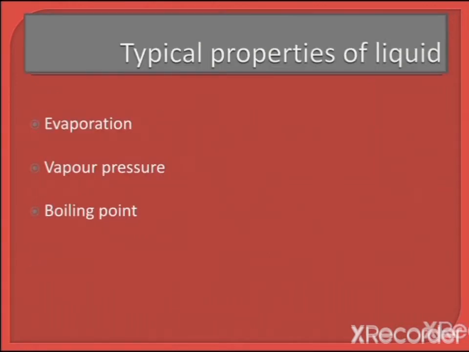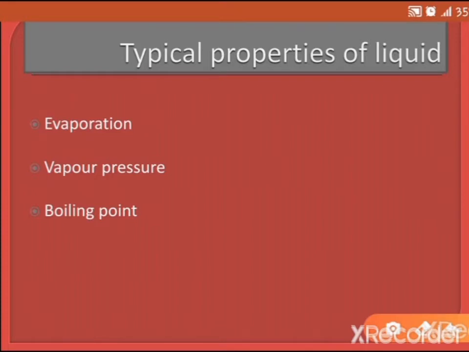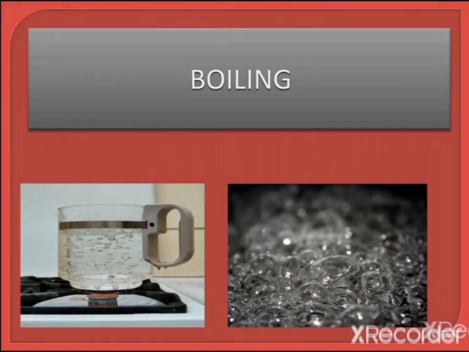Students, you have already read about the two important properties of liquid, that is evaporation and vapor pressure. Today we are going to discuss the third property of liquid, that is boiling point. Before going into further detail, let us find out what is boiling and how does boiling take place.